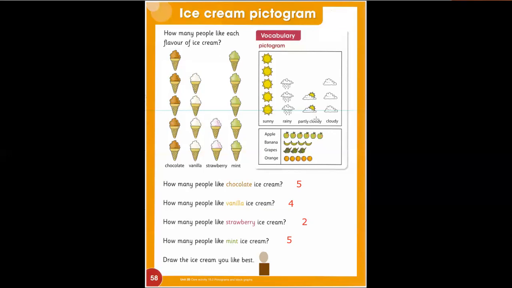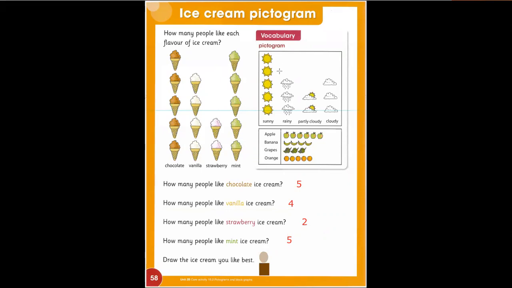How many days do we have rainy? Rainy means rain will come. 1, 2, 3. 3 days we are going to have rainy weather. Then we have partly cloudy. Partly cloudy means there will be clouds and there will be sun as well. So we have 2 days of partly cloudy weather. And then we have cloudy weather. No sun, only cloudy.